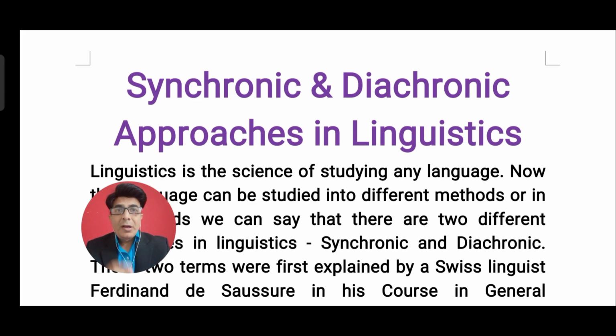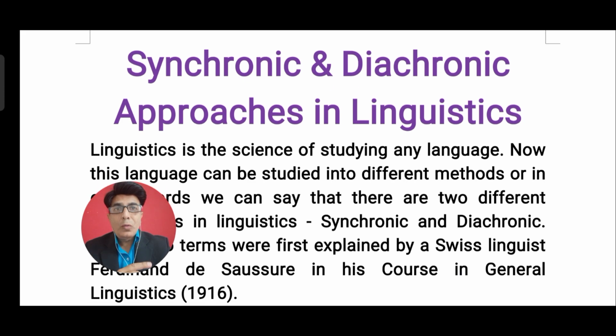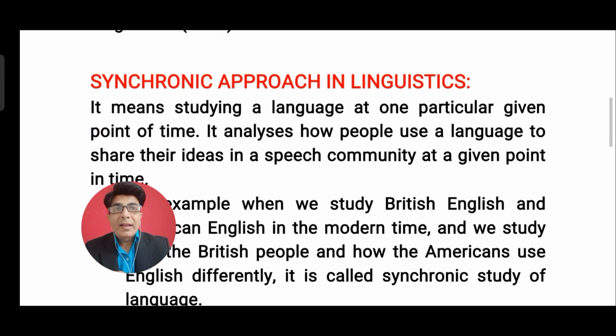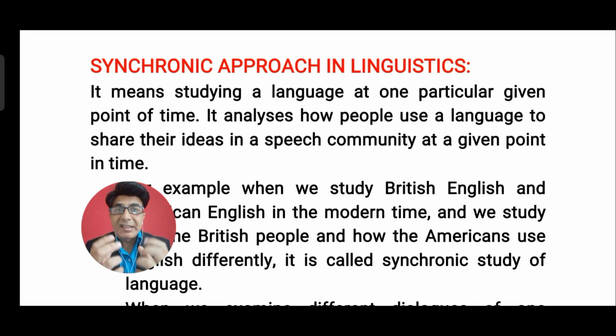Now, Ferdinand de Saussure, who was a very important linguist of the beginning of the 20th century, has given these two terms, synchronic and diachronic approaches in linguistics. That means he wanted to say that if you want to study a language, it can be studied in two different manners. One is synchronic and the other is diachronic. Now, what are these two? Let me explain this to you with examples.